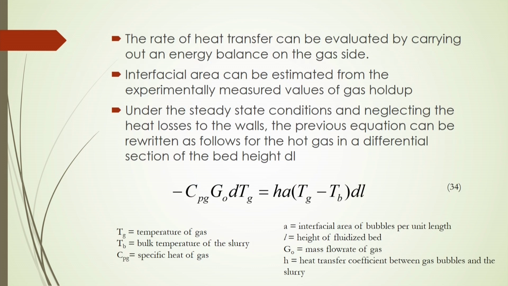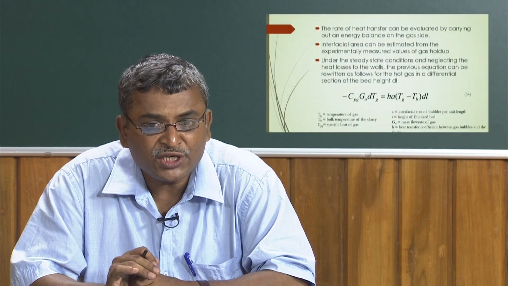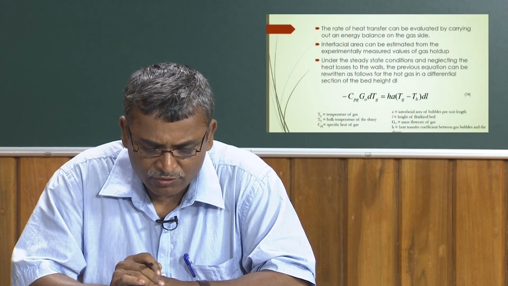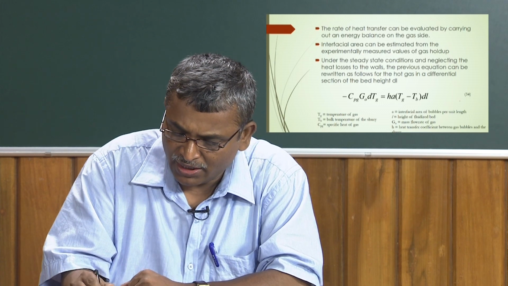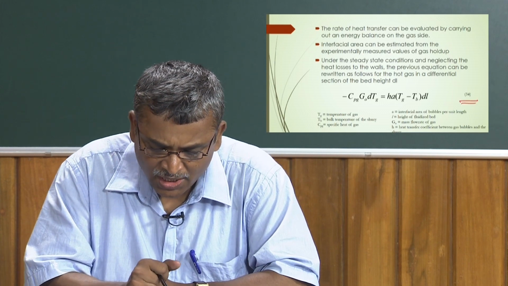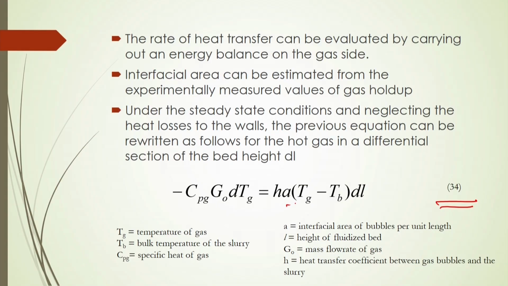Now, the rate of heat transfer can be evaluated by carrying out an energy balance on the gas side. In this case, interfacial area can be estimated from the experimentally measured values of gas hold up. Here, gas hold up is very interesting, which will govern the change of heat transfer coefficient, which can be calculated from equation number 34. Now, small a here is the interfacial area of the bubbles per unit length. This interfacial area, of course, depends on the gas hold up inside the bed.